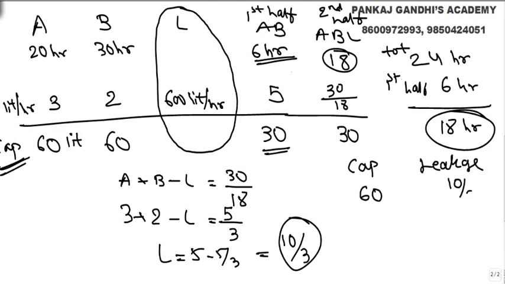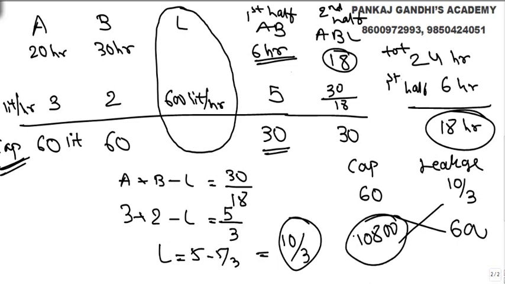So leakage is 5 minus 5 by 3. If capacity is 60, leakage per hour is 10 by 3. But the actual leakage per hour is 600. So what is the capacity? Using opposite multiplication, I repeat what we get.